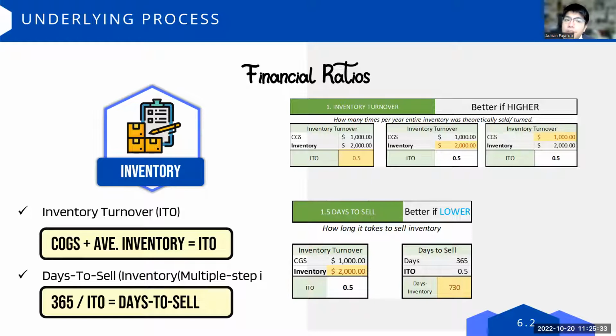I think this is more of a concept rather than theory, but it wouldn't hurt to know how to solve for it. So inventory turnover, better if higher. What it just means is how many times per year the inventory was theoretically sold or turned over. And days to sell is just basically how long it takes to sell inventory. So days to sell is better if lower, right? So that actually ends our theory and all of our exercises for chapter 6.